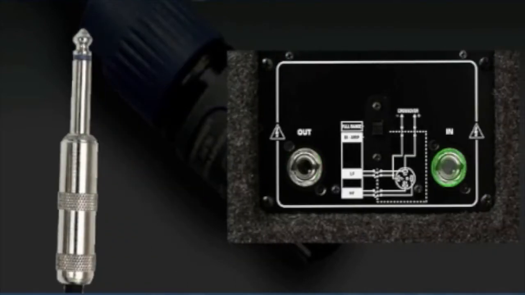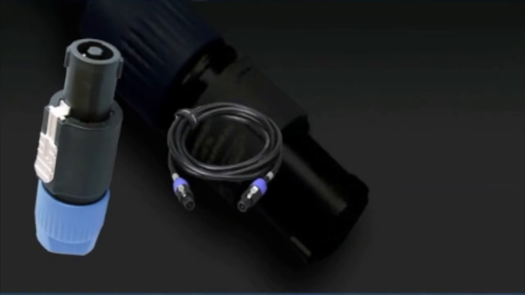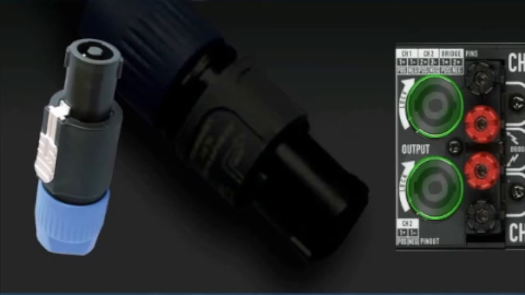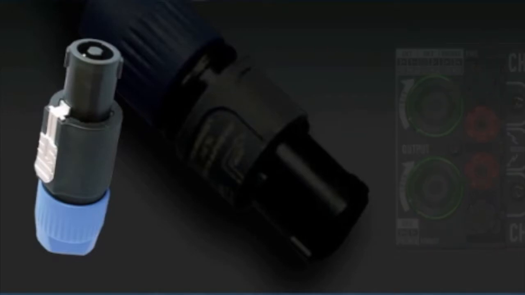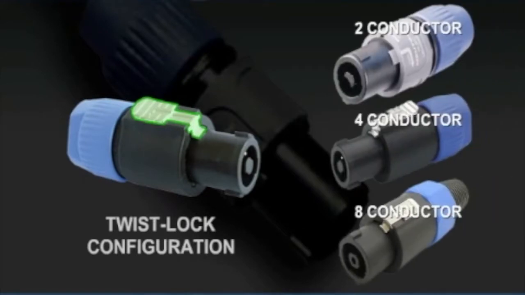Until recently, the 1/4-inch plug was used as the primary loudspeaker connector. However, the Neutrik Speak-On connector has gained support and is fast becoming the most common loudspeaker connector used for both power amplifier outputs and loudspeaker inputs. Speak-On connectors utilize a twist lock configuration and are available in 2, 4, and 8-conductor versions.